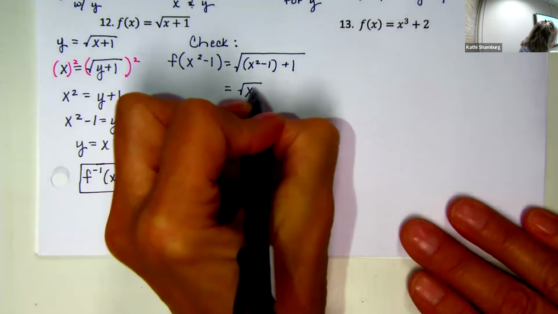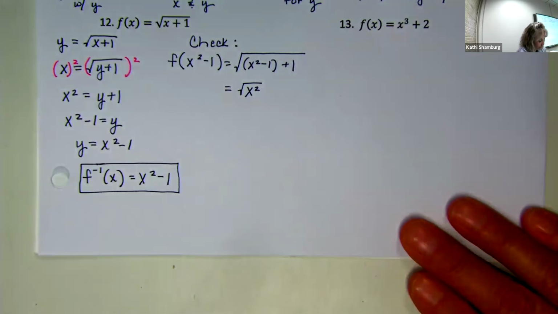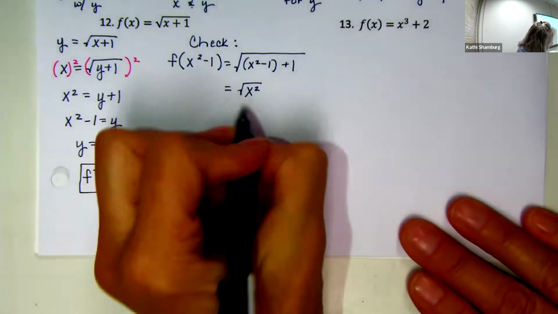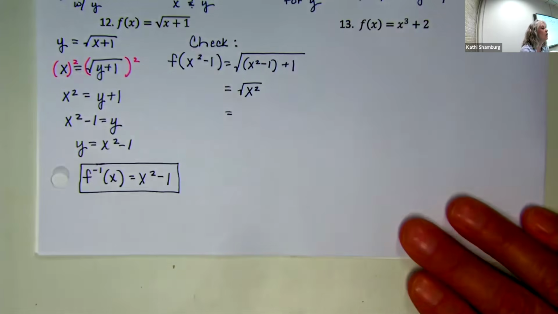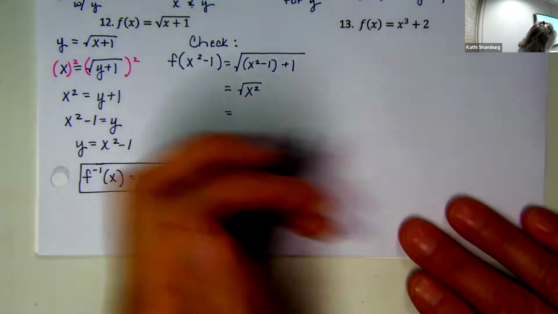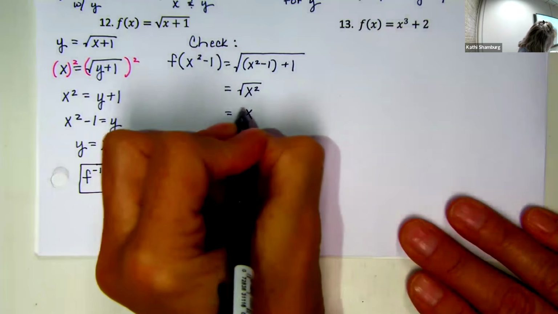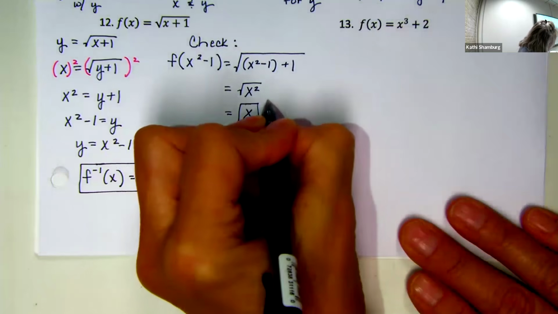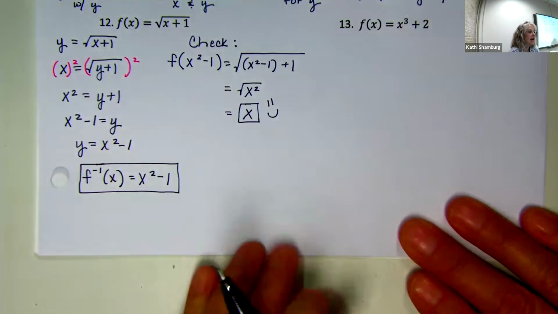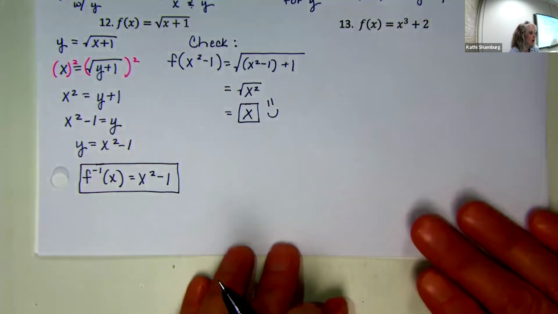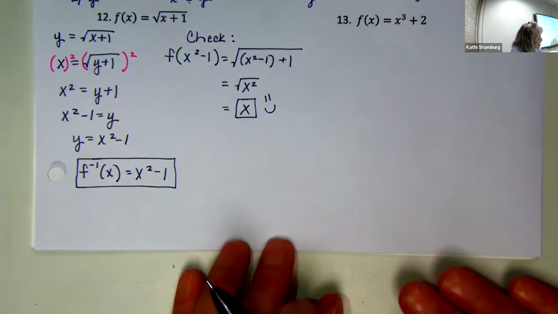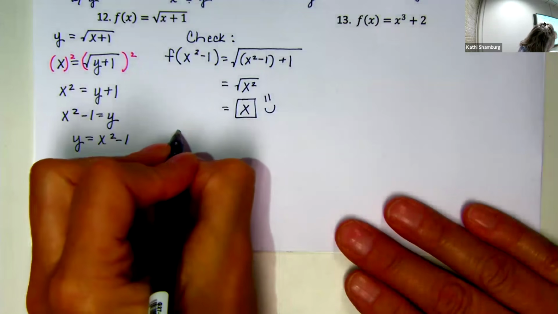So I have the square root of X squared, which is what? What times itself is X squared? 1. No, if I had 1 squared in there, it'd be 1. What times what is X squared? X. If you do this calculation and you get an X, then you know your inverse is correct. Now, it works both ways.